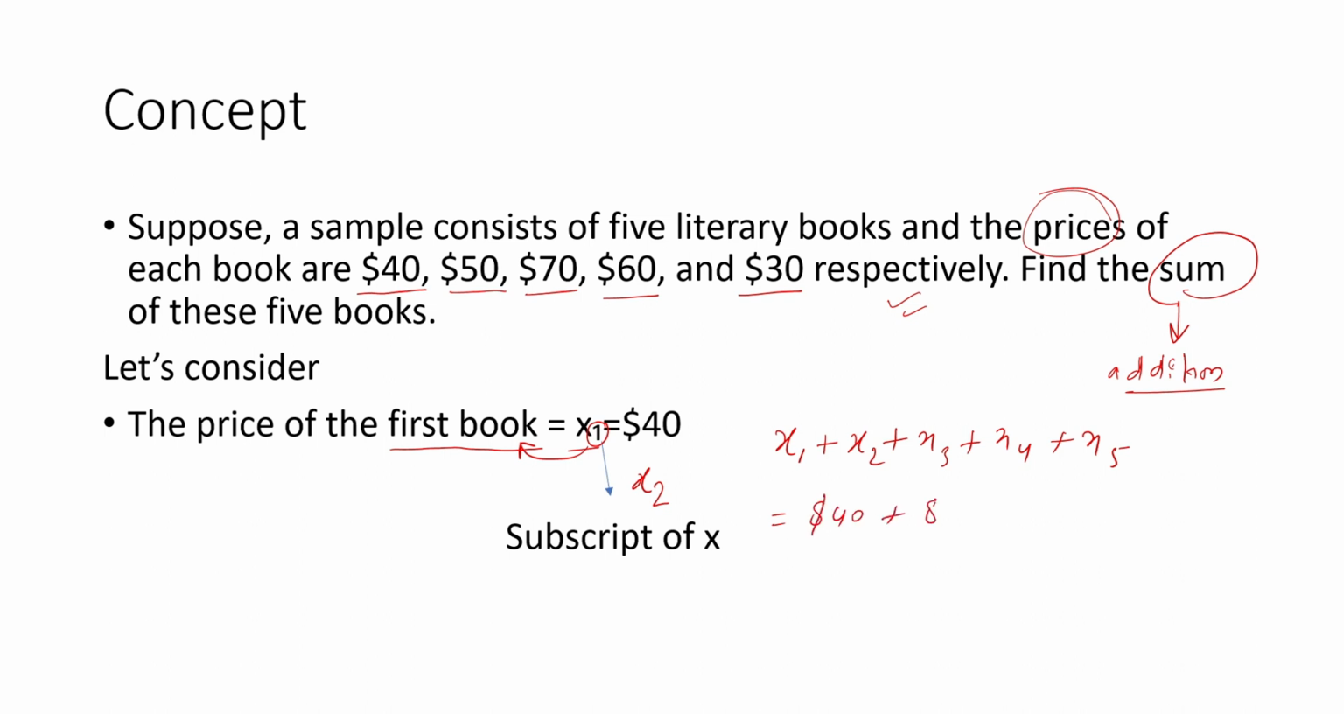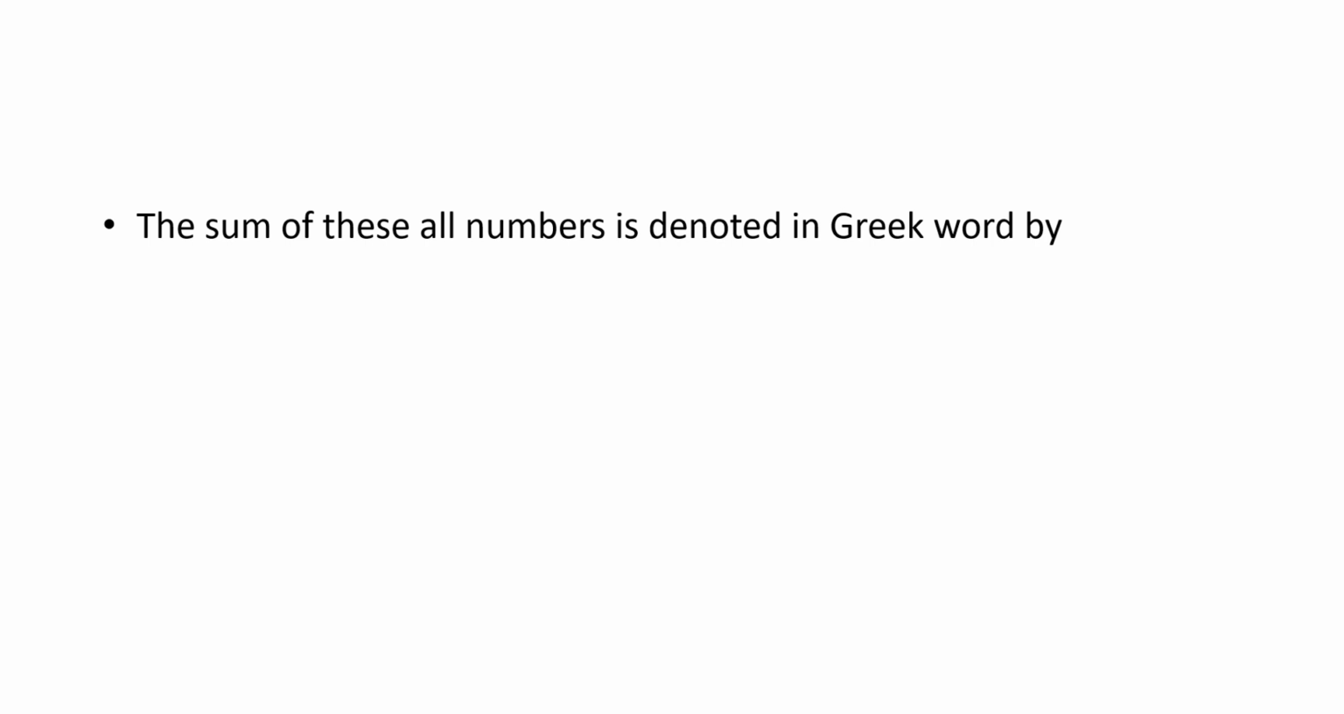And after adding all these numbers, $40, $50, $70, $60 and at the last $30, when we do the summation or addition of these numbers, we get 250 as a total. And this is simply the summation of the numbers or the variables. So after understanding this, let's move to the main topic, that is summation.